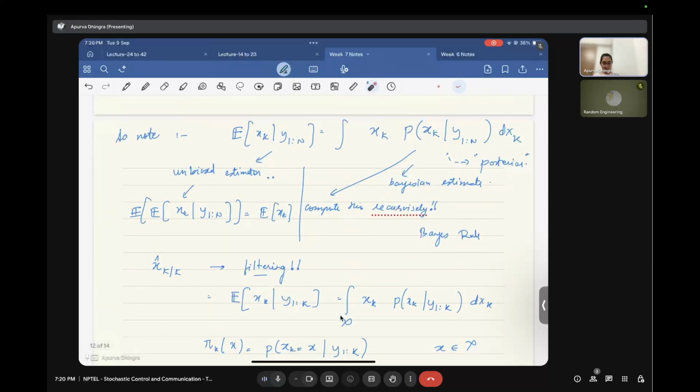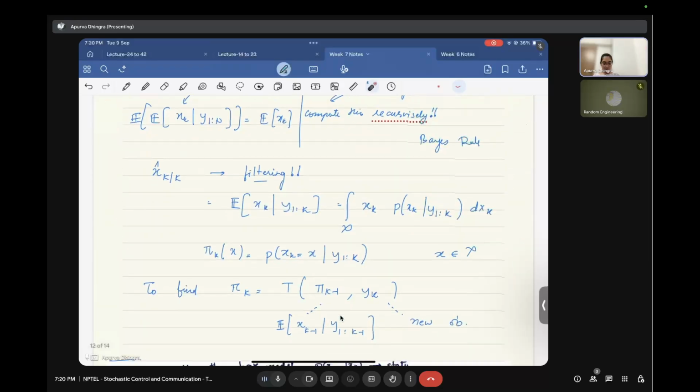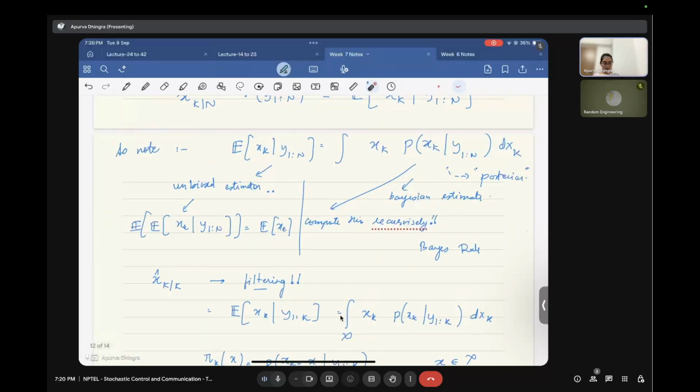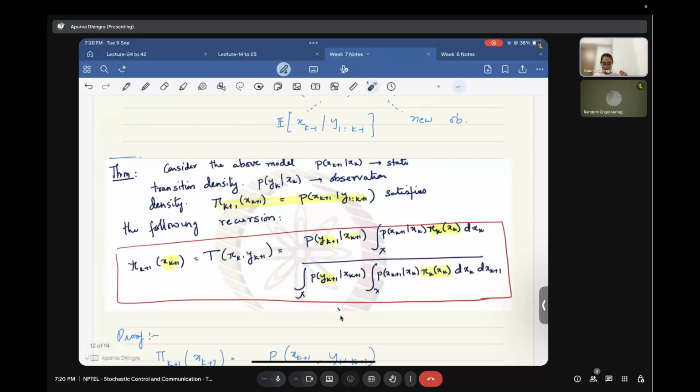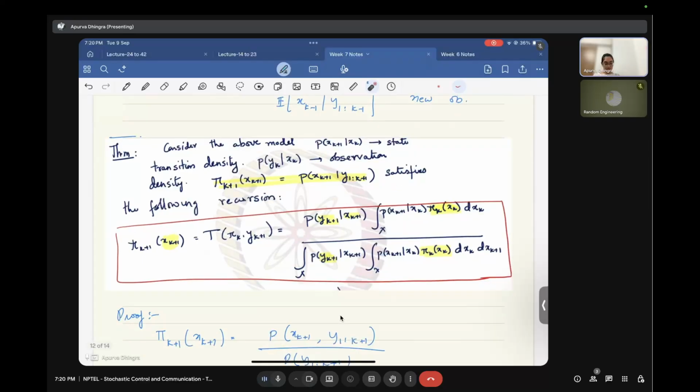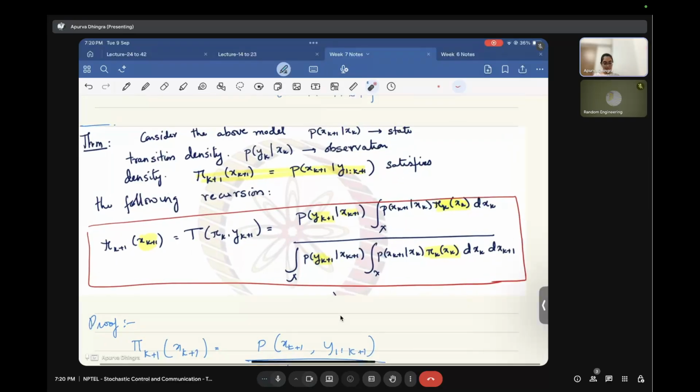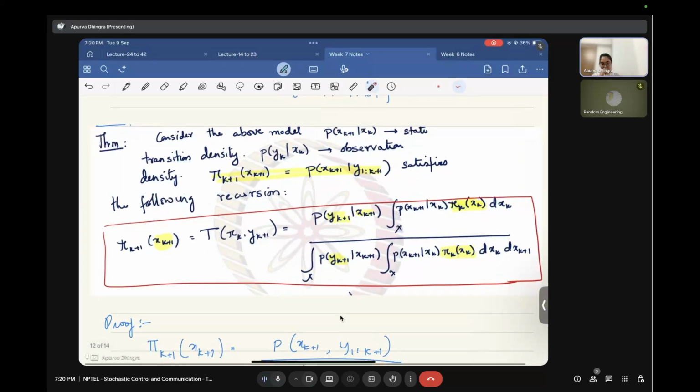So in this particular component, the only focus is on understanding how to get this recursive relation related to the posterior. That's all it is. And here it is. This is our transition probabilities, the state transition probabilities. These are the observation densities. Then this is what we are trying to get a recursive relation for.